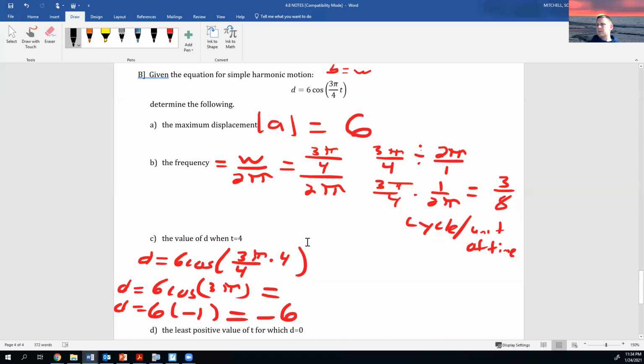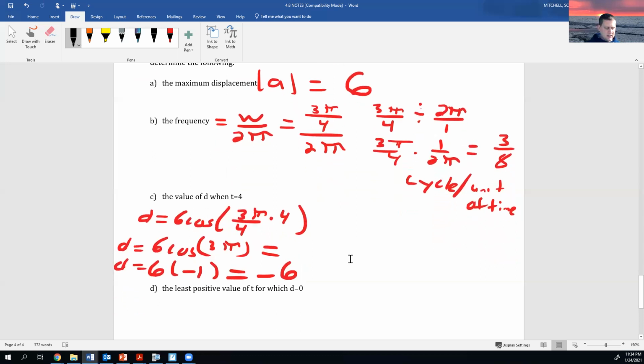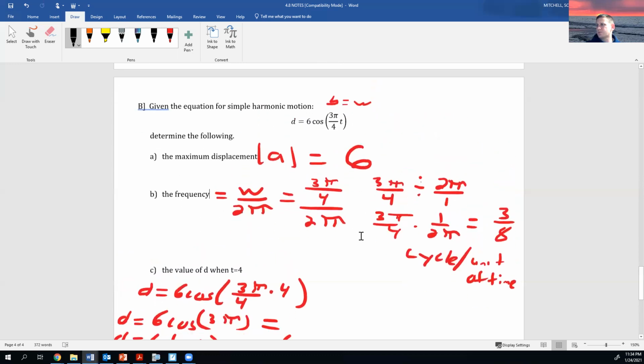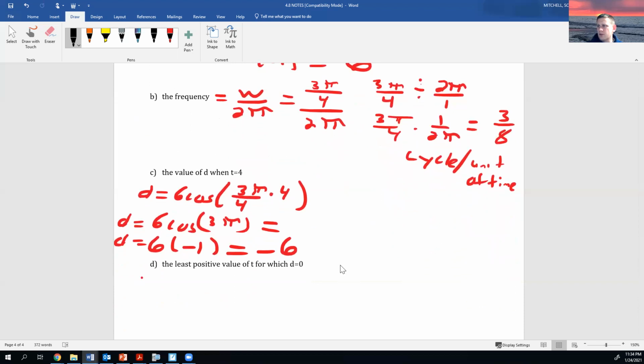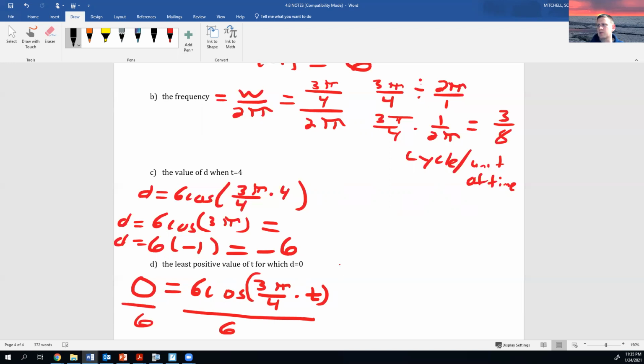Okay. And then the least positive value of t for which d equals 0. So you're basically setting this equation equal to 0: 0 equals 6 cosine of 3 pi over 4 times t. How do you solve this? Well, you're going to divide both sides by 6. Remember, the 6 is multiplied by the cosine, so you can't just divide by the 3 pi over 4 inside. The amplitude really doesn't matter for where it crosses the x-axis. If you recall some of the questions we've seen, amplitude does not influence that.